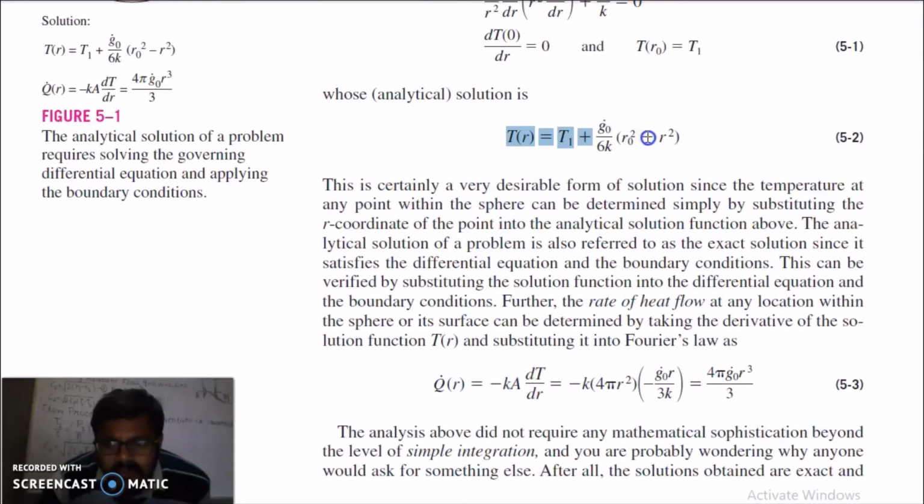This is a very desirable form of solution, since the temperature at any point within the sphere can be determined by substituting the r coordinate of the point into this analytical solution function. Also you can find the rate of heat flow at any location within the sphere or on its surface with the help of Fourier's law. By putting this T(r) here and taking the derivative, you will get this equation, which is the heat transfer. The analysis above did not require any mathematical sophistication beyond the level of simple integration, and you are probably wondering why anyone would ask for something else when you have this simple solution for this sphere.